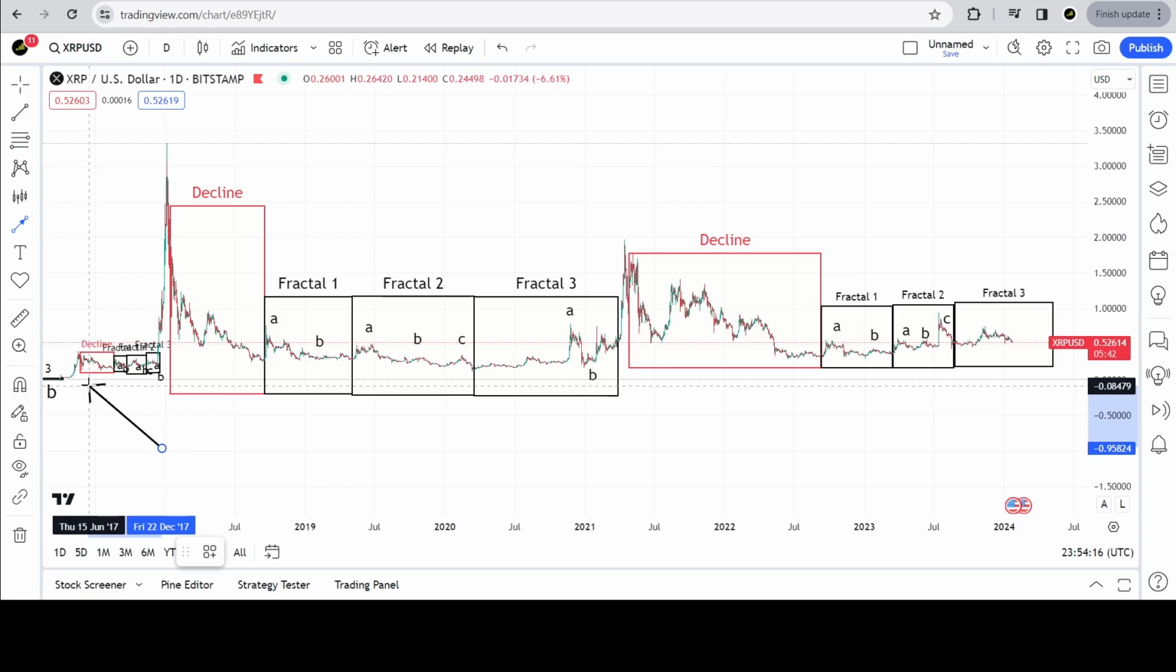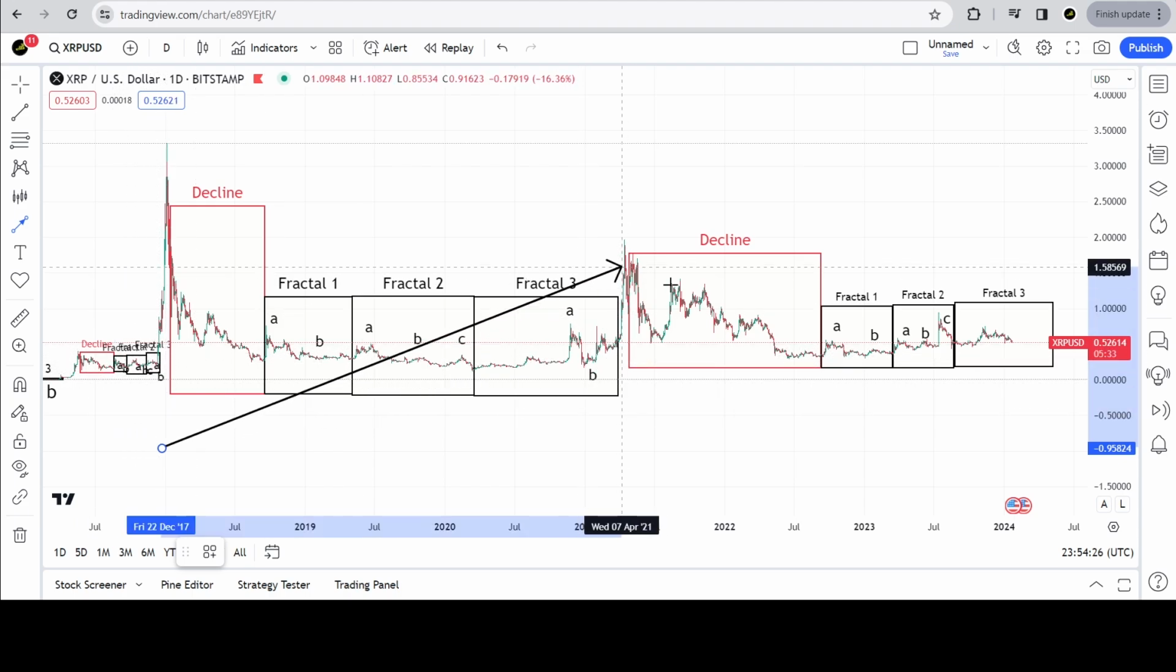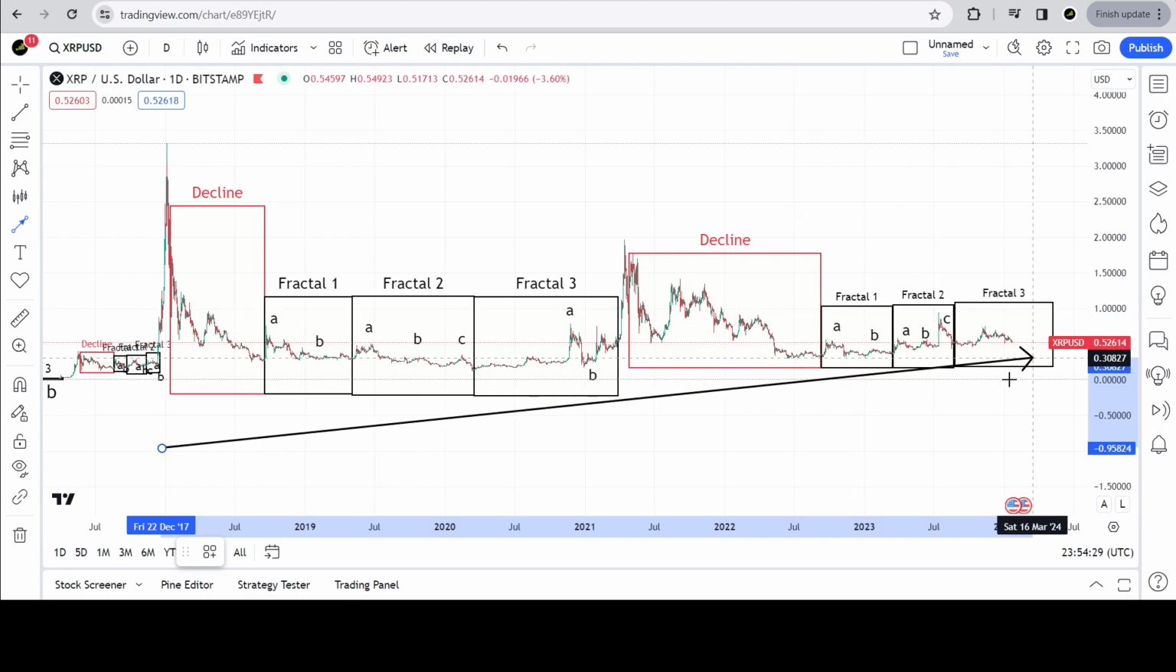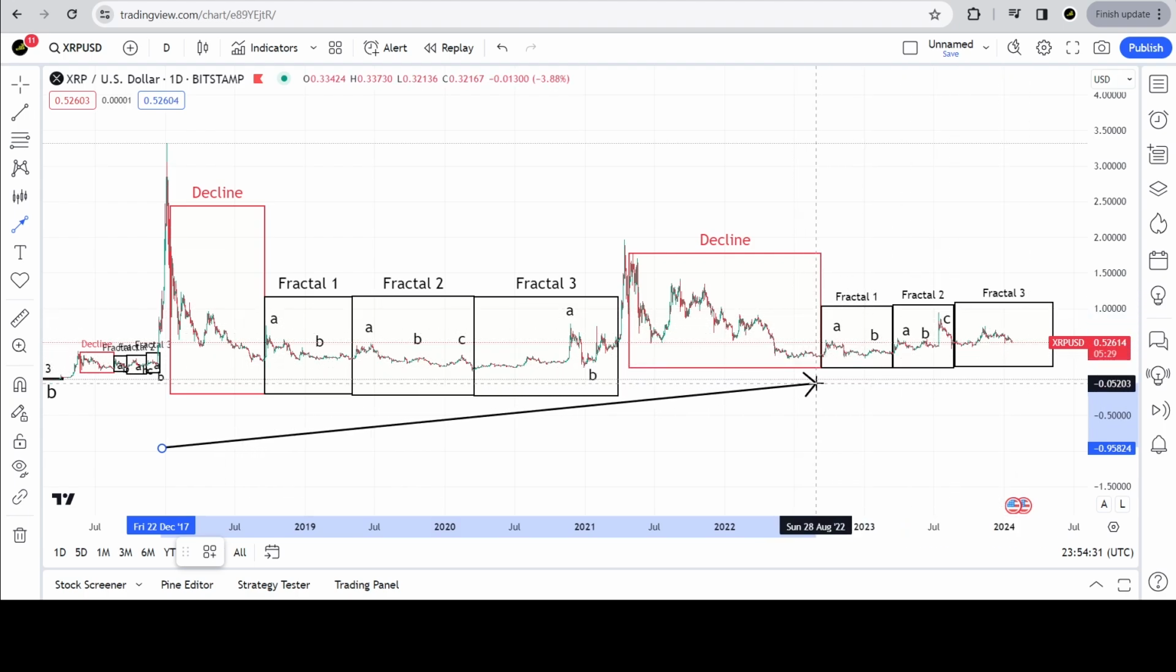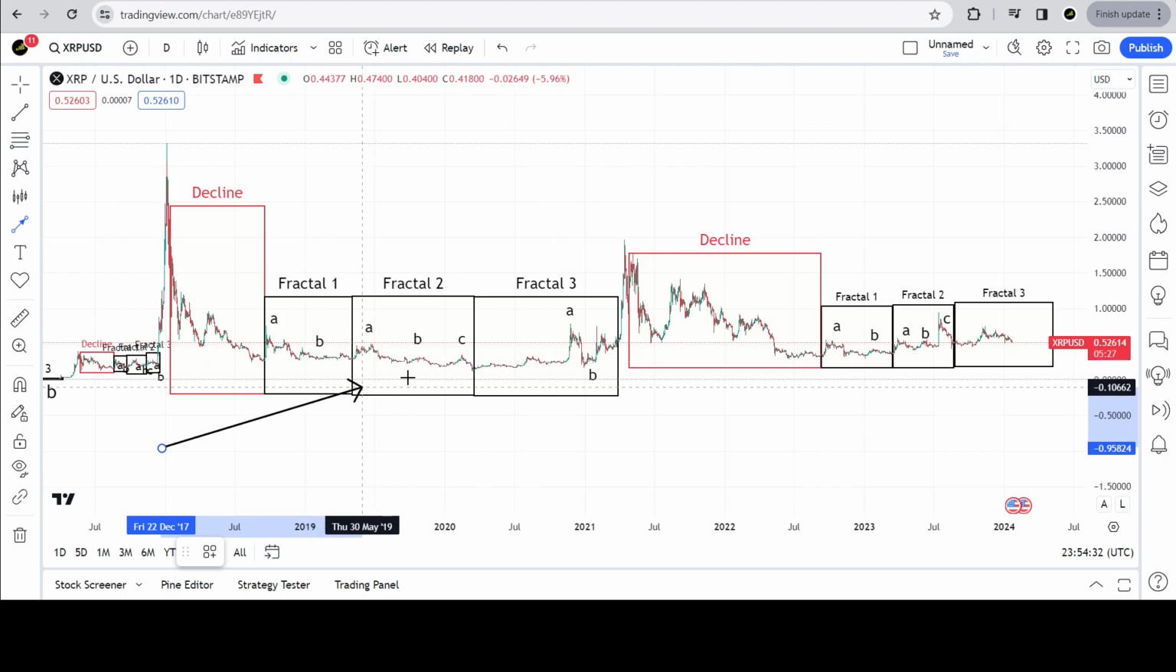We see it played out over here just on a very small scale. So here's the bull run, here's the decline, and here is that sideways range-bound time. We see it over here. Here's the bull run, here's the decline, and we're working through that sideways range-bound time right now. So this sideways range-bound time, I split up into three separate fractals.